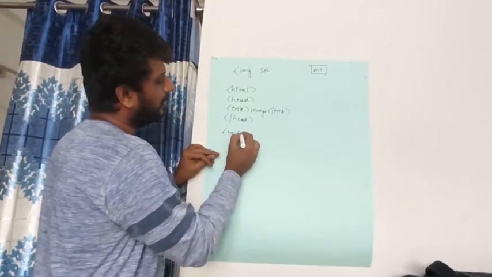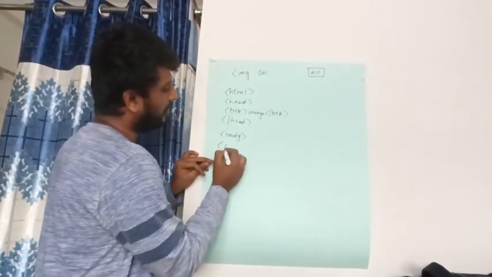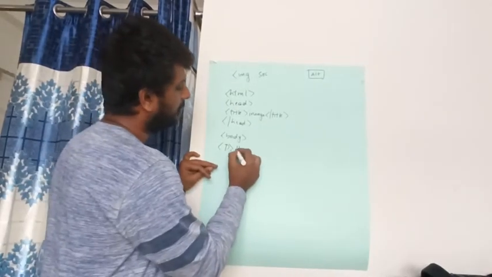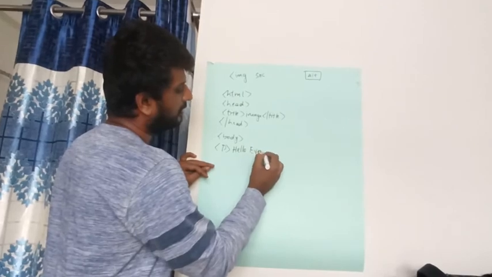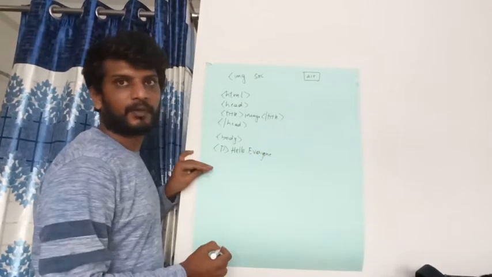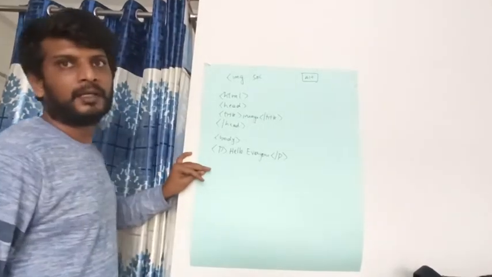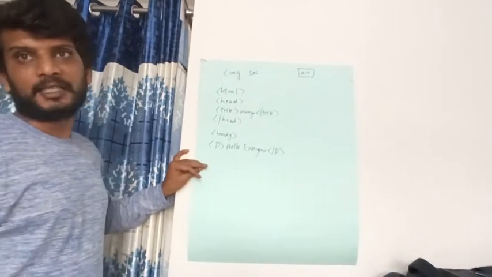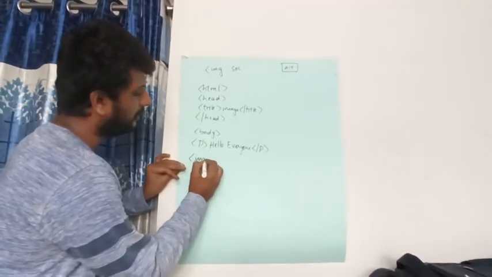Coming to the body. In this body, firstly I will create one paragraph by making use of the p tag. I will just write some text, hello everyone, and then I will close the paragraph. Next I need to insert an image into the HTML document. For that I need to make use of the img tag.